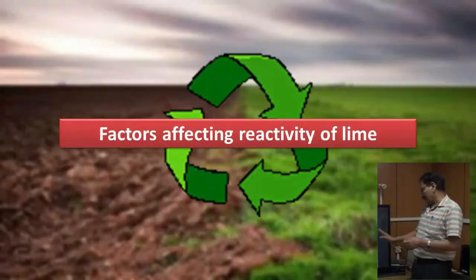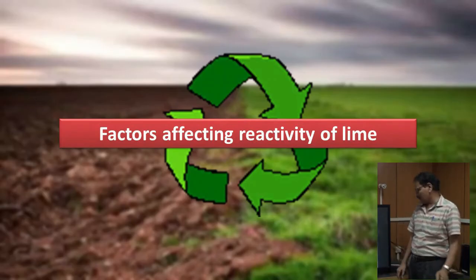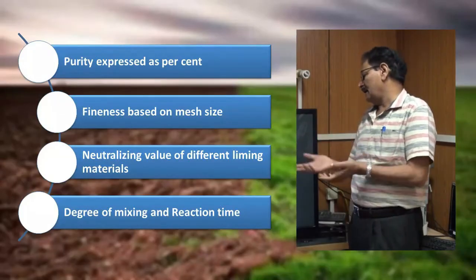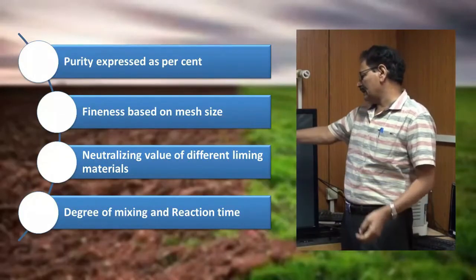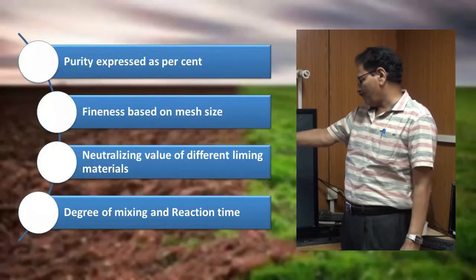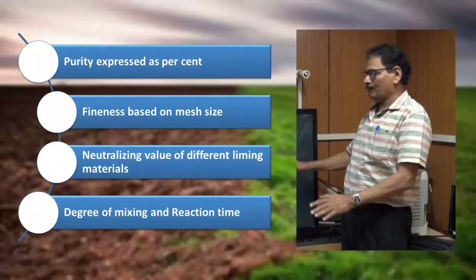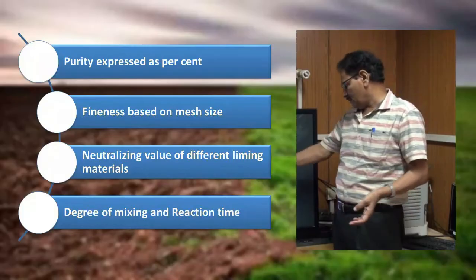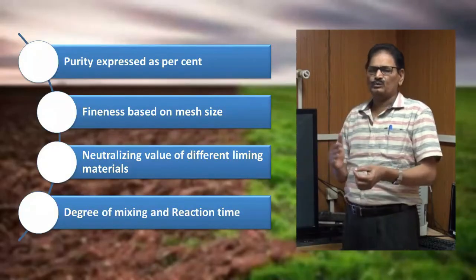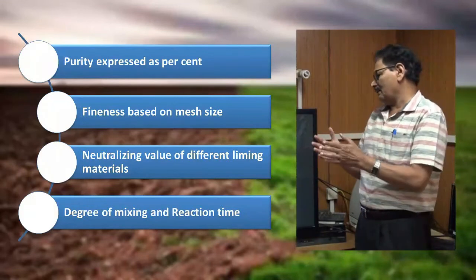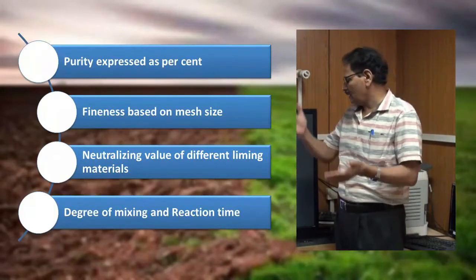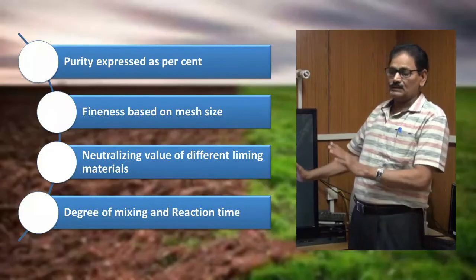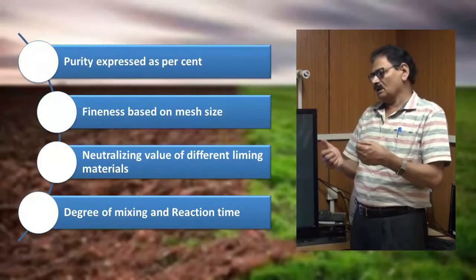Now, factors affecting the reactivity of the lime are the most important, as they increase the use efficiency of our applied liming material. First is the purity, expressed as a percentage. Second is the fineness, based on the mesh size. If our size is small, then effectiveness is more. Then the neutralizing value of the different liming materials: if the neutralizing value is more, then that liming material is more effective to neutralize the soil acidity.